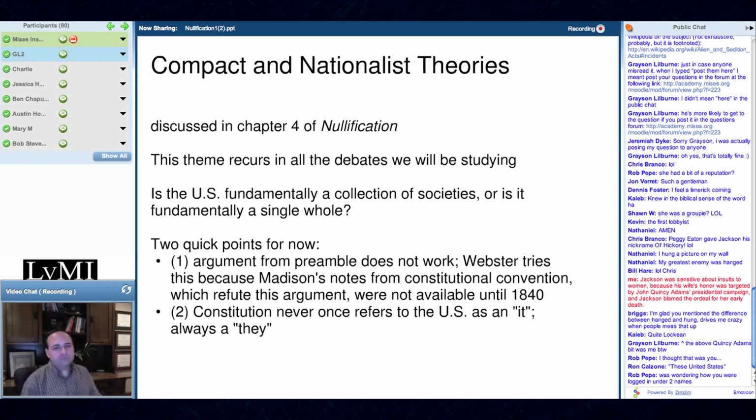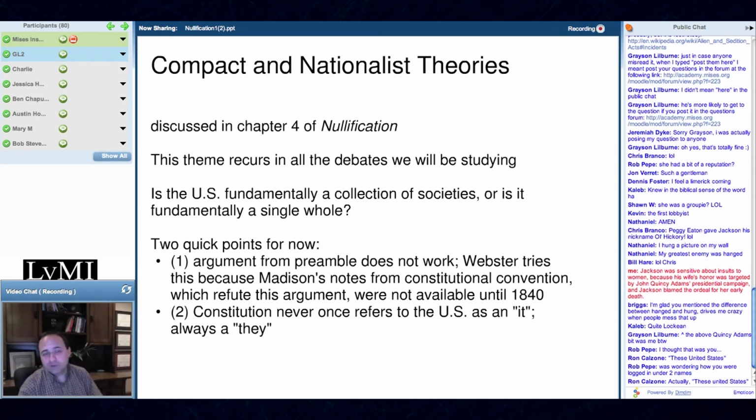But in any case, the compact theory basically says that the United States was formed when a group of sovereign peoples that had formed state governments instructed those state governments, at special ratifying conventions, to decide whether or not to ratify the U.S. Constitution. And under those instructions, they decided to indeed ratify it. So they, in fact, endowed this federal government with the limited powers that it enjoys. And so ultimately, it is the states that created this federal government.